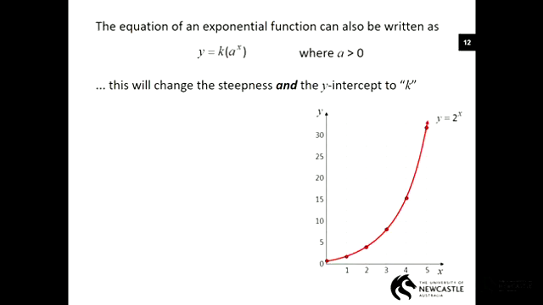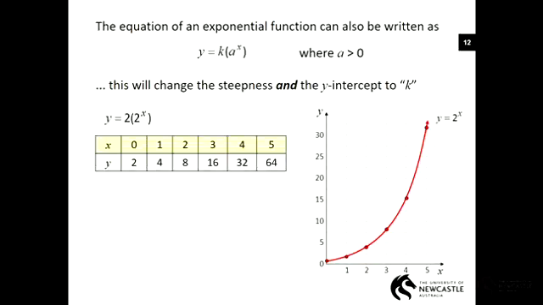Well, if that's y equals 2 to the x, let's look at what would happen if we stuck a 2 out the front. If the equation was, remember that's still a times, y equals 2 by 2 to the x. Again, that's not the same as 4 to the x. I can't do that yet. I've got to do my power first.